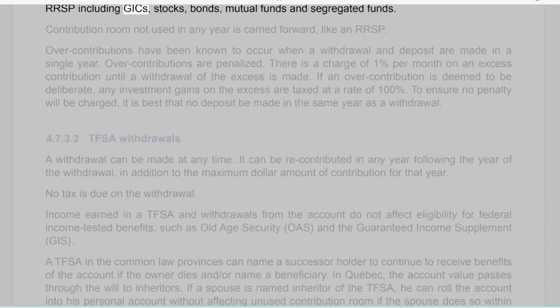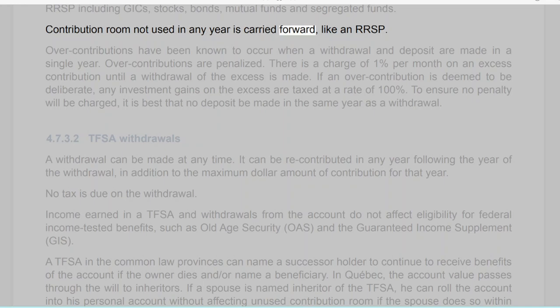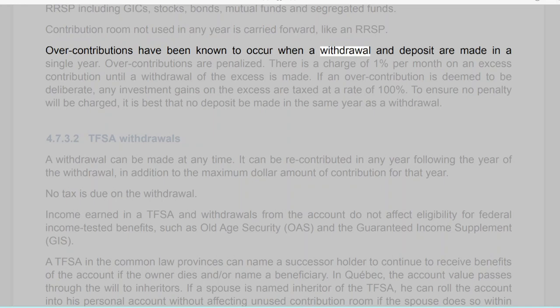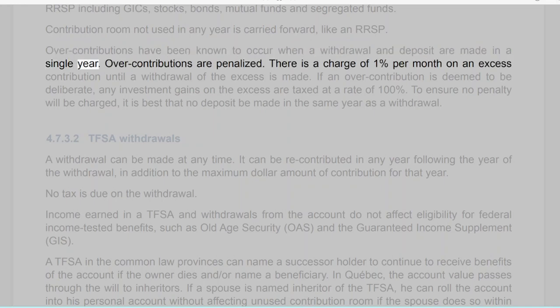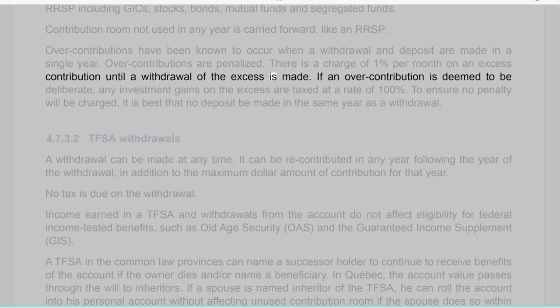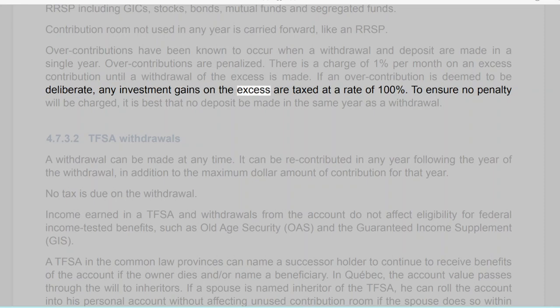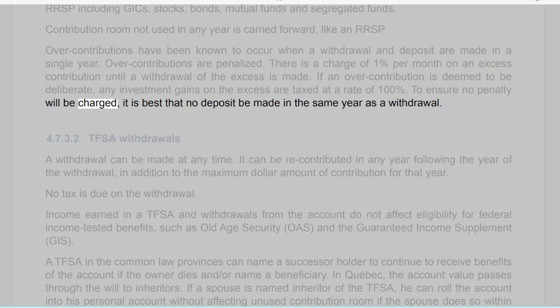Eligible investments are the same as for an RRSP, including GICs, stocks, bonds, mutual funds, and segregated funds. Contribution room not used in any year is carried forward, like an RRSP. Overcontributions have been known to occur when a withdrawal and deposit are made in a single year. Overcontributions are penalized. There is a charge of 1% per month on an excess contribution until a withdrawal of the excess is made. If an overcontribution is deemed to be deliberate, any investment gains on the excess are taxed at a rate of 100%. To ensure no penalty will be charged, it is best that no deposit be made in the same year as a withdrawal.